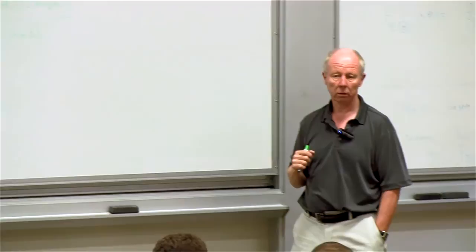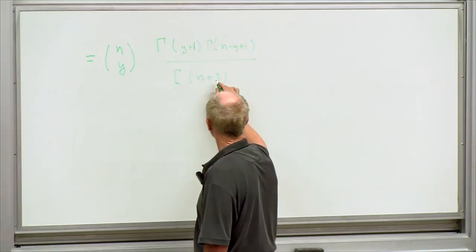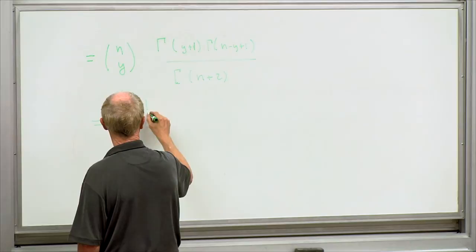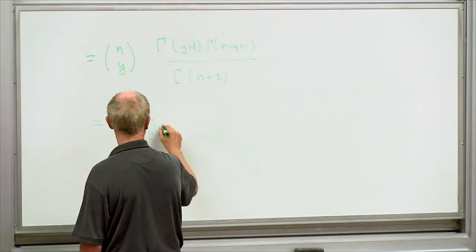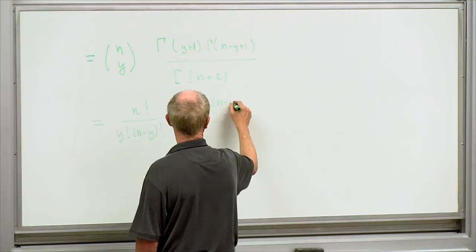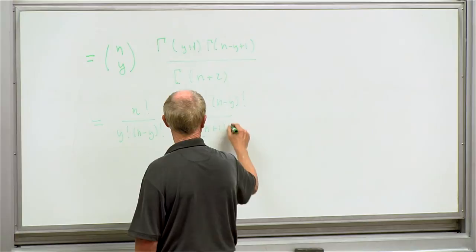And now these are integers, y and n and 1 and 2. So these will be factorials. The n choose y is n factorial over y factorial, n minus y factorial. This is y factorial. This is n minus y factorial. This is n plus 1 factorial. And this looks like 1 over n plus 1.